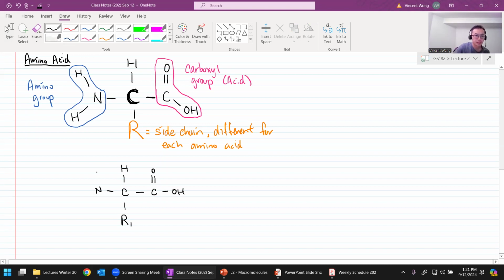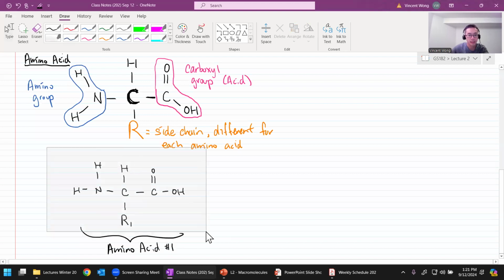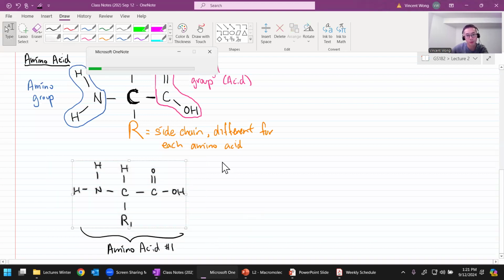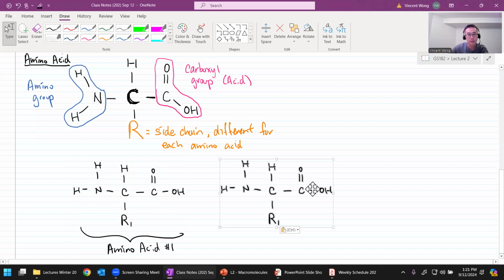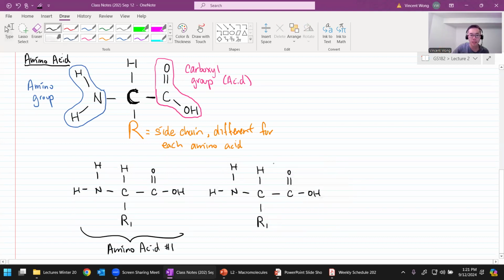Okay. So I'm just going to draw it. There we go. That's one amino acid, right? Amino acid number 1. And like I said, don't draw it. Just watch. I'm going to put another one next to it like that. But this one would be R number 2. It has a different side chain. I mean, it doesn't have to be different. It could be the same amino acid, but let's just make it different here. Number 2.